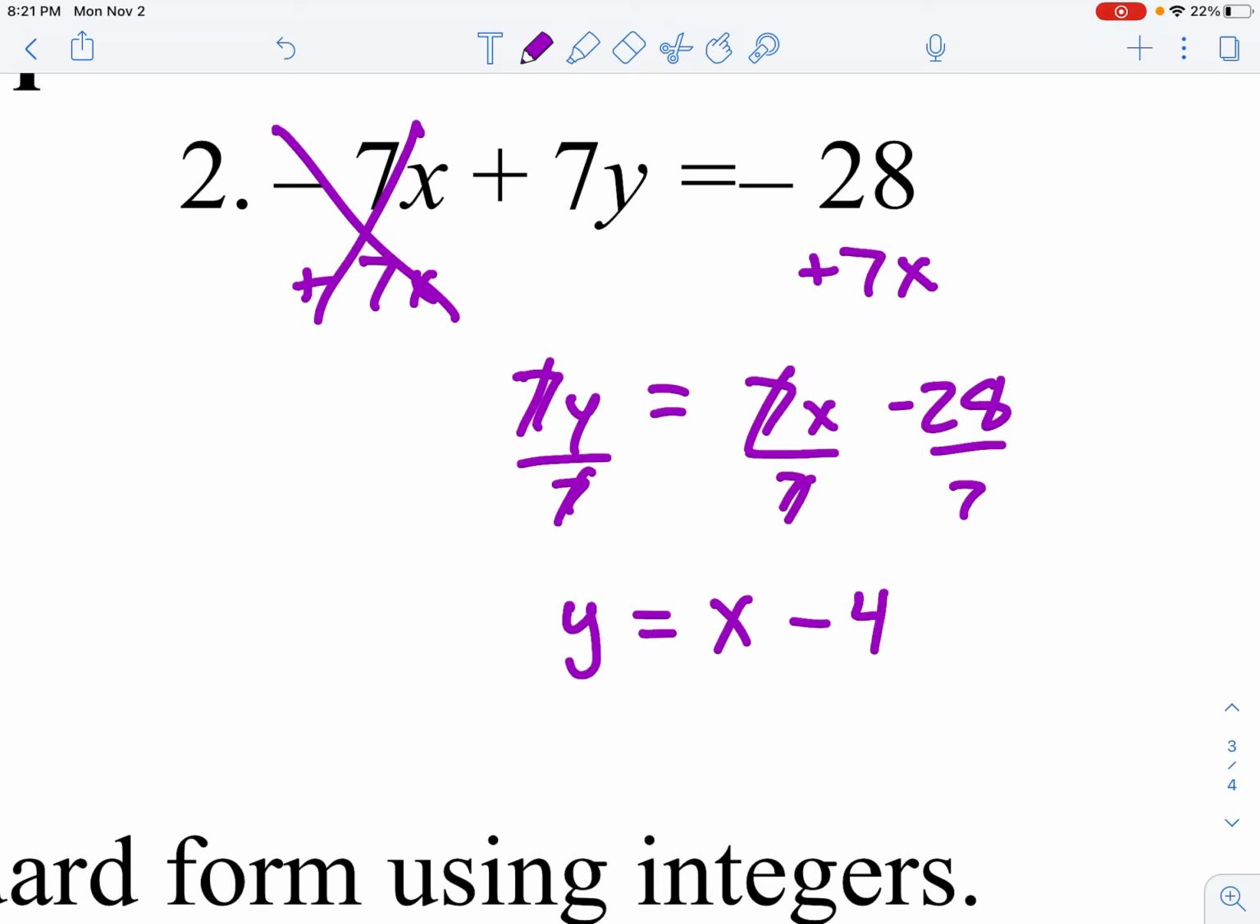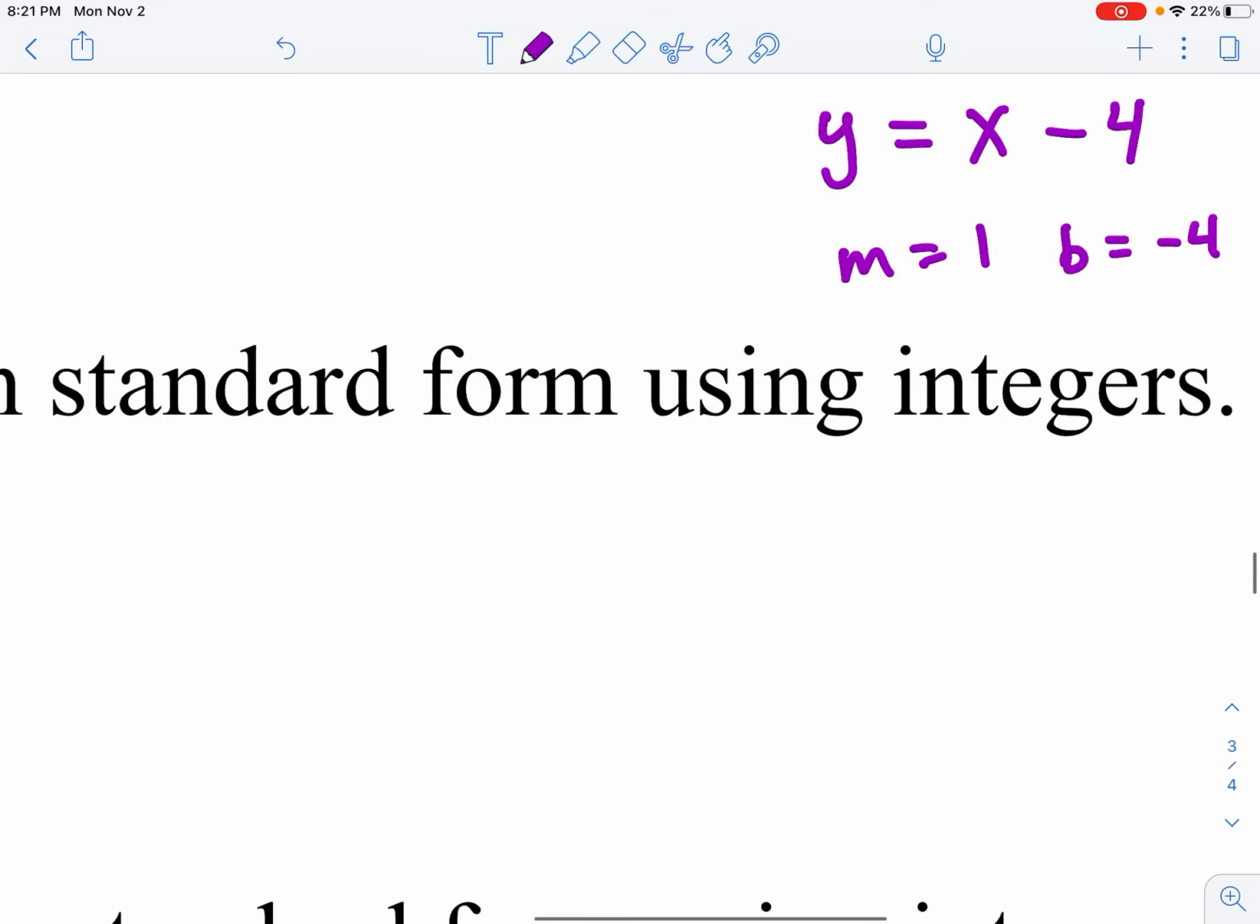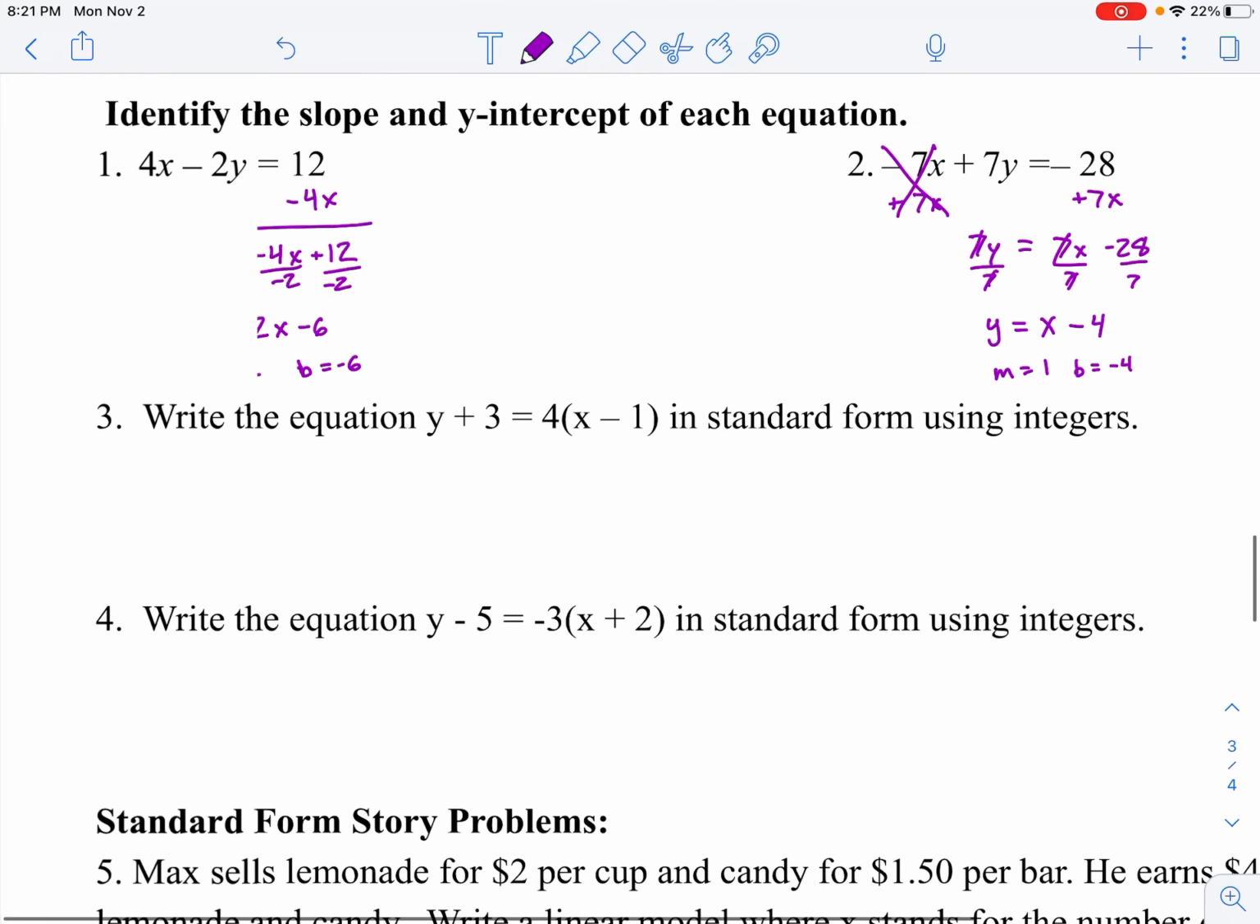So right now, it doesn't seem like I have a slope, but there's really a 1 in front of that x. So it'll be m equals 1 for my slope, and then my y-intercept, or b value, is negative 4, and I am done with that.